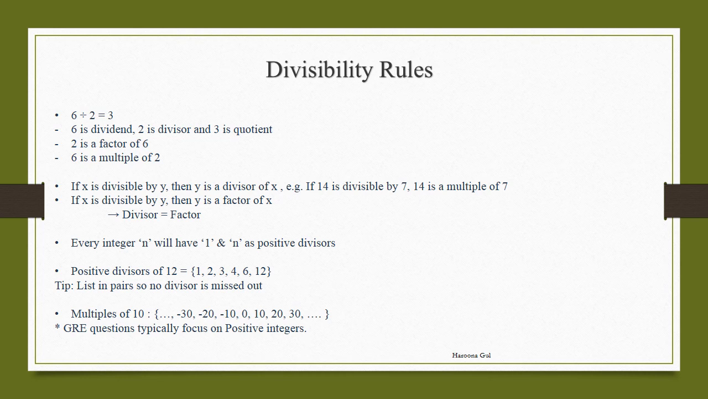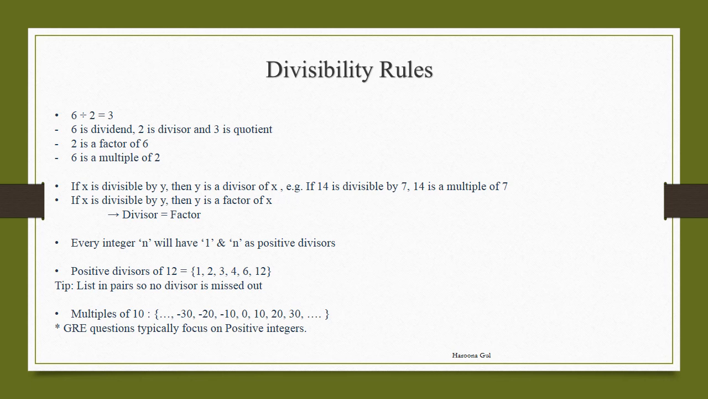For example, if 14 is divisible by 7, then 14 is a multiple of 7. Similarly, if x is divisible by y, then y is a factor of x. This implies the divisor is equal to factor, as we have already discussed before.